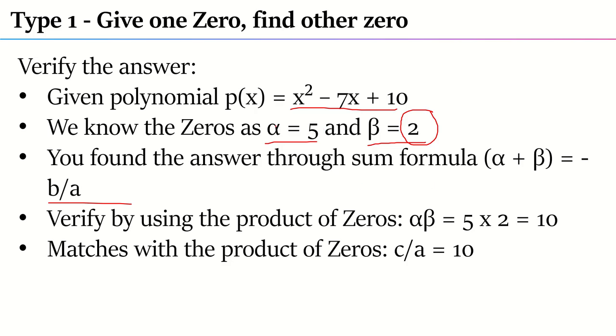Product formula, now you know both alpha and beta. So alpha beta is equal to 5 into 2, which is 10. From the polynomial equation, the product of the zeros is c by a, where c is equal to 10 and a is equal to 1. C by a is 10. So the product matches. So your answer of beta equal to 2 is correct.